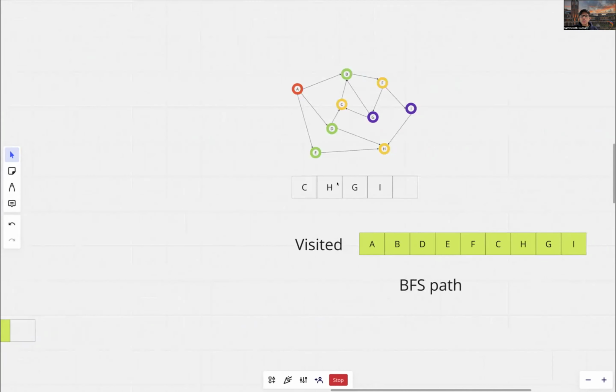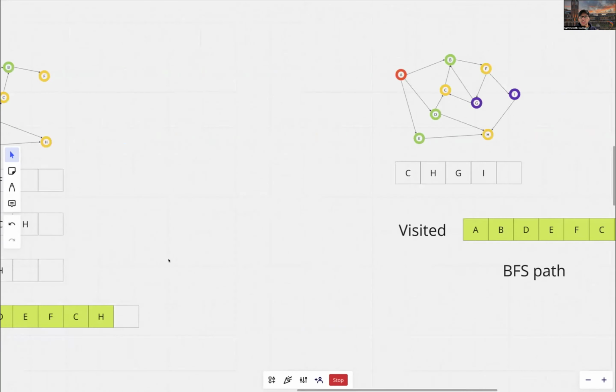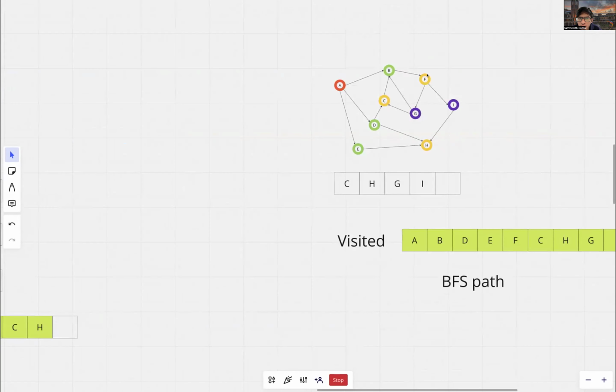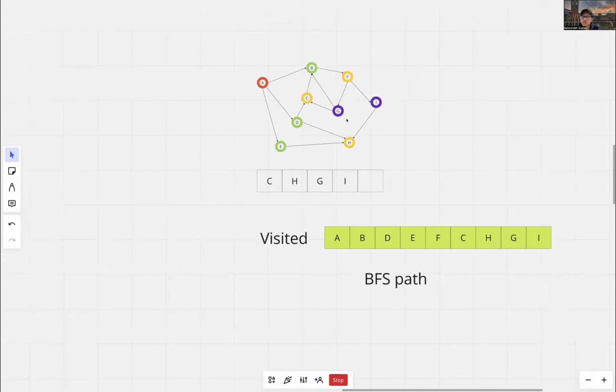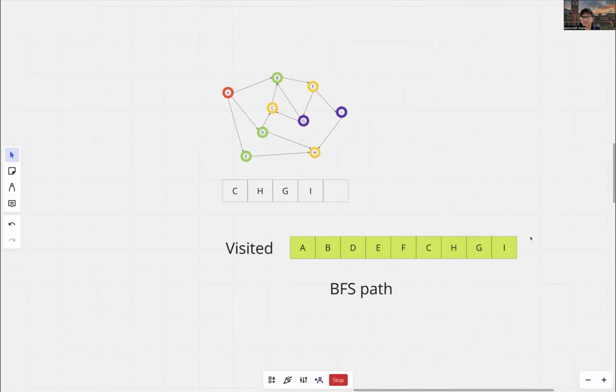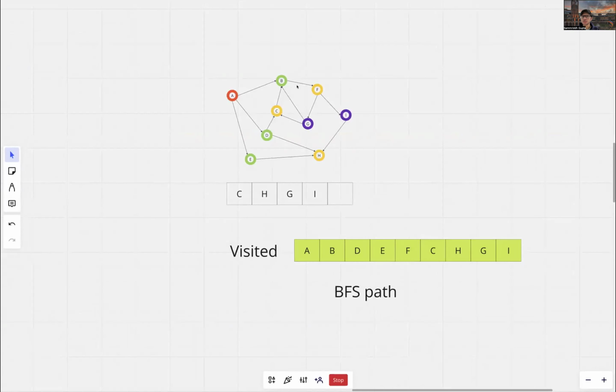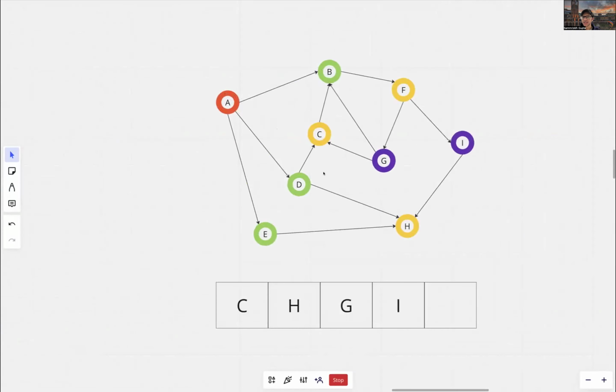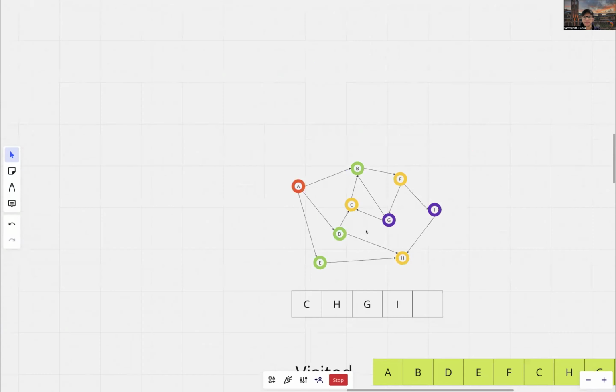Now, finally, as you saw from here, we had F, C, H. From the node F, we can visit I and G. So we can add G and I, and that actually completes our traversal. So our visited path becomes A, B, D, E, F, C, H, G, and I. A breadth first search doesn't usually have a single answer. You can do it any way you want. Like if this graph didn't have directions, you can do it in whatever order you want and it will work as long as you're going level by level.